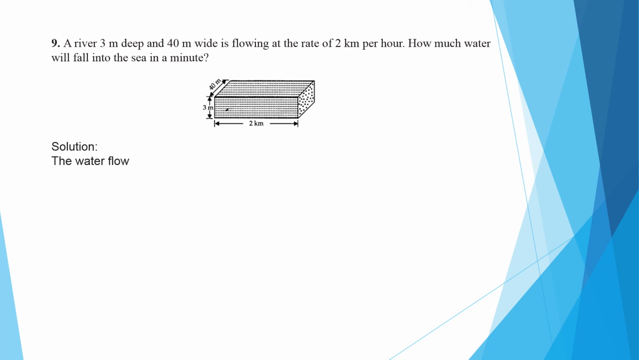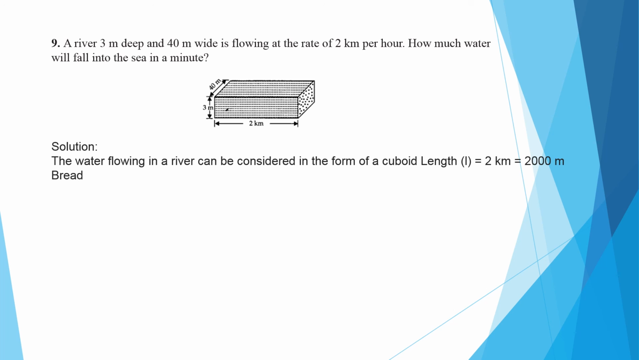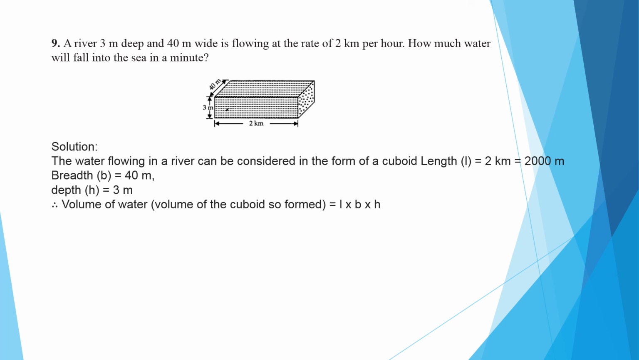Now the water flows at the rate of 2 km in 1 hour, so that is the length to be considered. The water flowing in a river will be considered in the form of a cuboid, with length 2 km. Converting kilometer into meter, we get 2000 meter. Breadth is 40, height is 3. The volume of water, that is the volume of the cuboid, is length into breadth into height, that is 2000 into 40 into 3. This is the volume of water which flows in 1 hour.